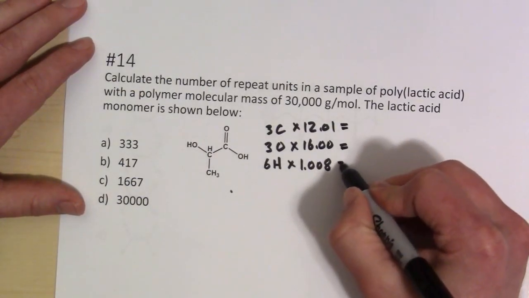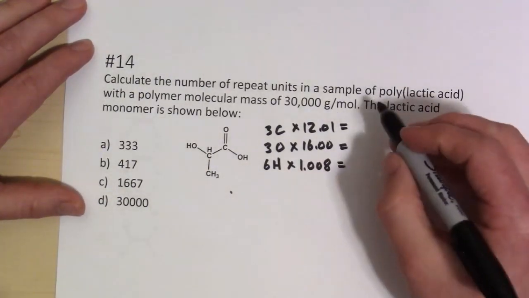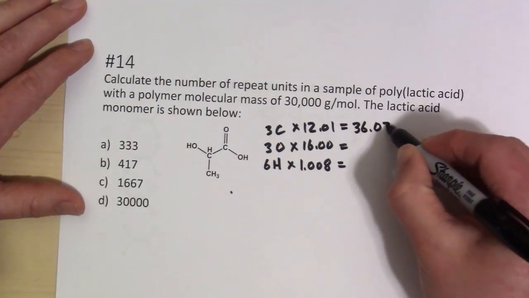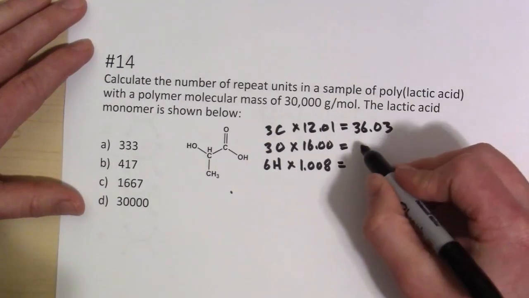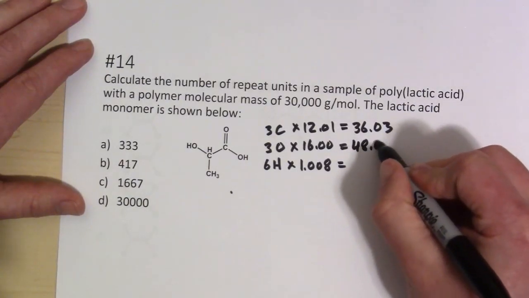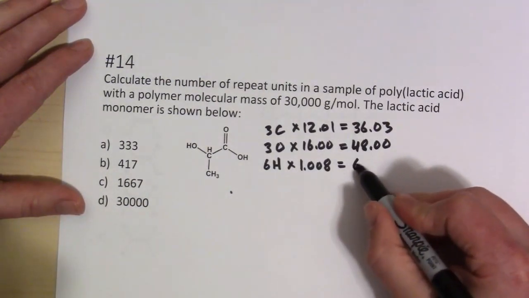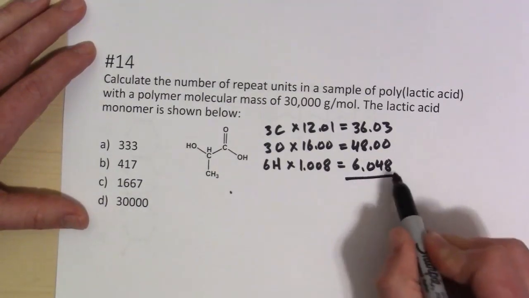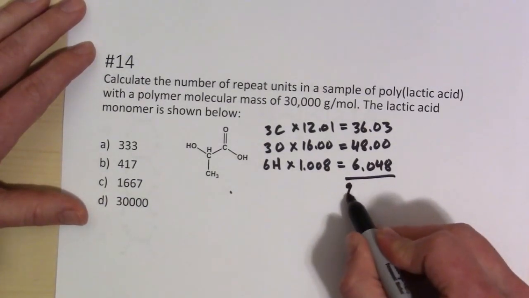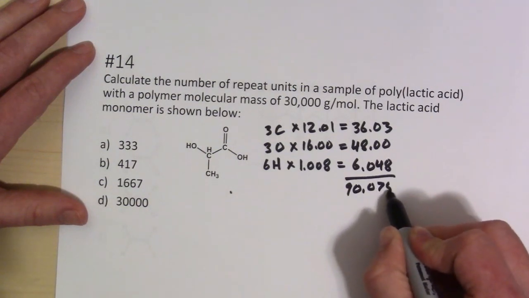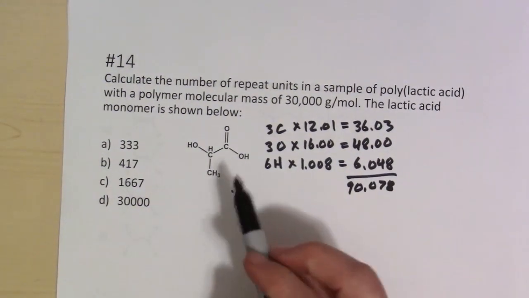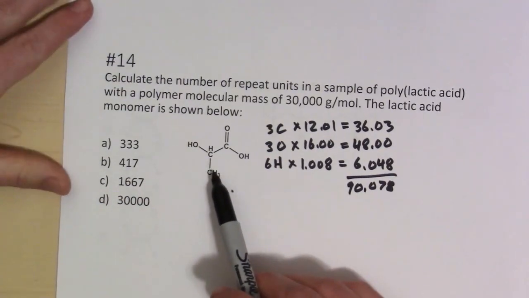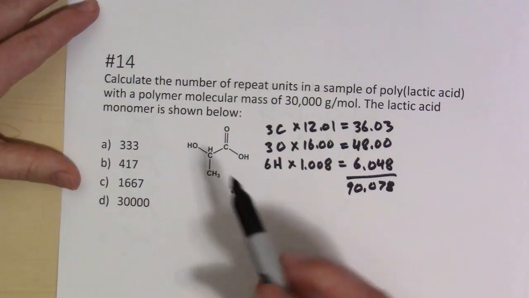So if we calculate each of those, for carbon we're going to get a value of 36.03. 3 oxygens will give us 48, and 6 hydrogens will give us 6.048. So the molar mass is just going to be the sum of each of those, so that's going to be 90.078. So when we look at this monomer here, we should be able to see that it is going to form a condensation polymer.